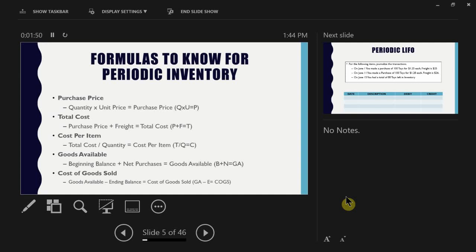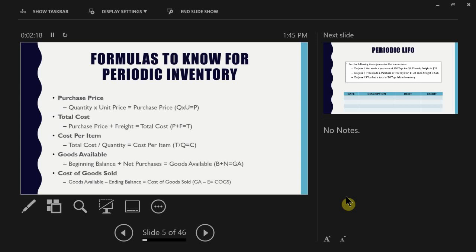This time we're selling our last batch first instead of our first batch first. So in this case, we still need to break it down to each batch and mark it down to its individual cost per unit, or cost per item, right? Same thing here, goods available and your cost of goods sold.